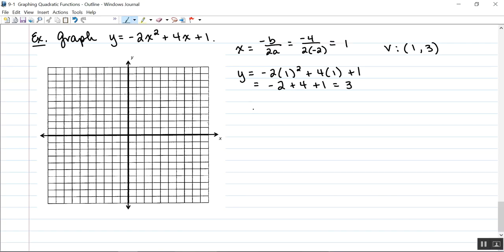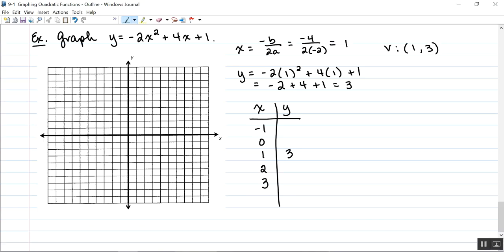So now what I want to do with the table of values, make an x and y column, and I want you to do 5 values, and I want the middle one to be my vertex, which is (1, 3). And now I'm going to choose 2 x's that are smaller, like 0 and negative 1, and then 2 x's that are larger, like 2 and 3. And now I plug those in.